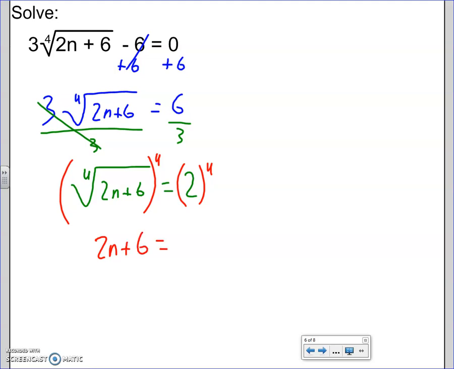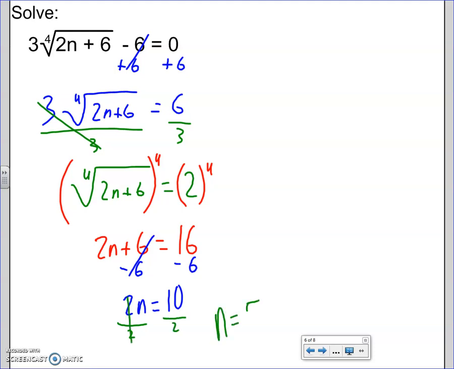2 to the 4th power. 2 times 2 is 4. Times 2 more is 8. Times 2 more is 16. Then you're going to subtract. 2n equals 10. Then you're going to divide. N equals 5. You need to check.